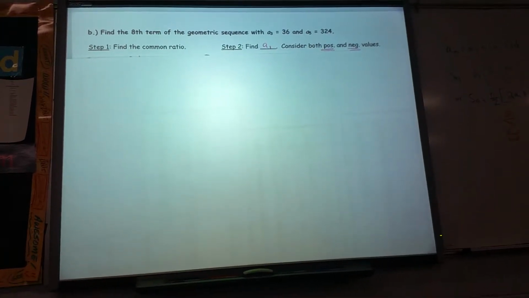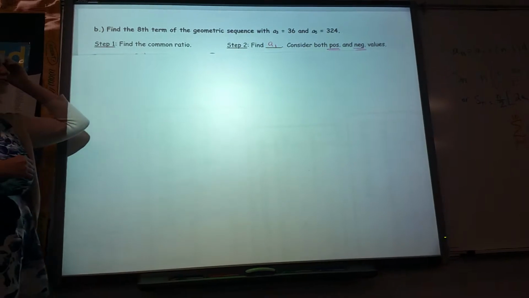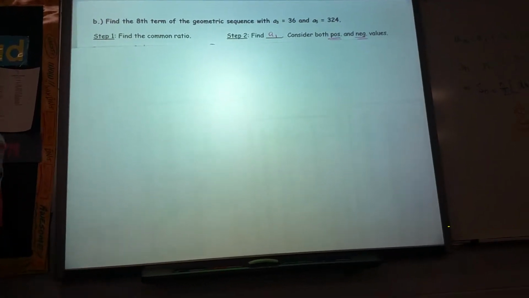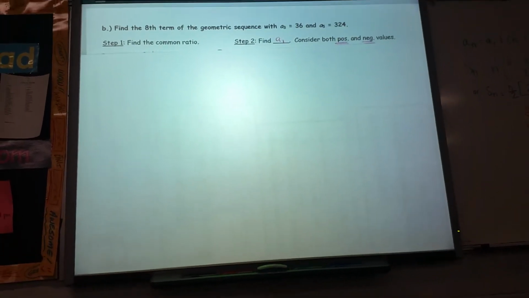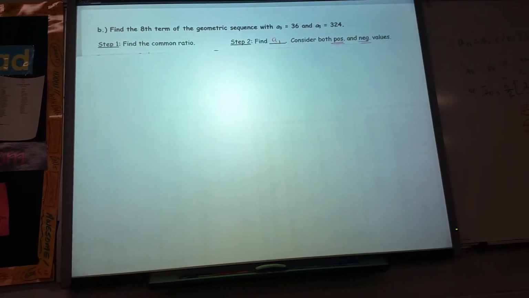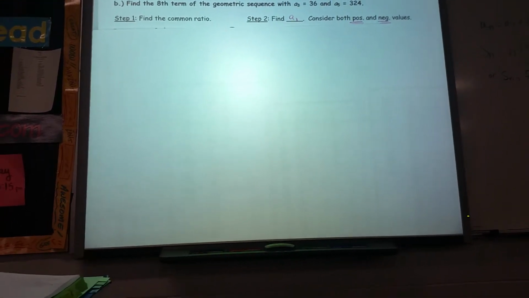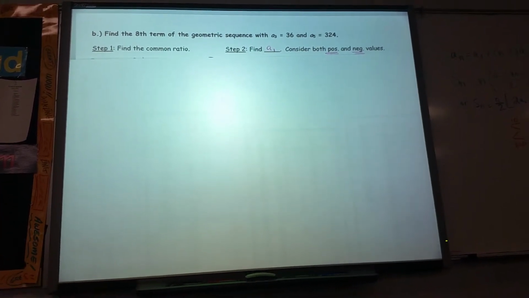Okay, so for part B, we're gonna find the 8th term of the geometric sequence. They give you A3 and A5. So the first thing we're gonna do is find the common ratio. And remember, I'm showing you how to do this with the formulas. Okay, and then there may be shortcuts that you guys discover along the way, and that is perfectly fine.